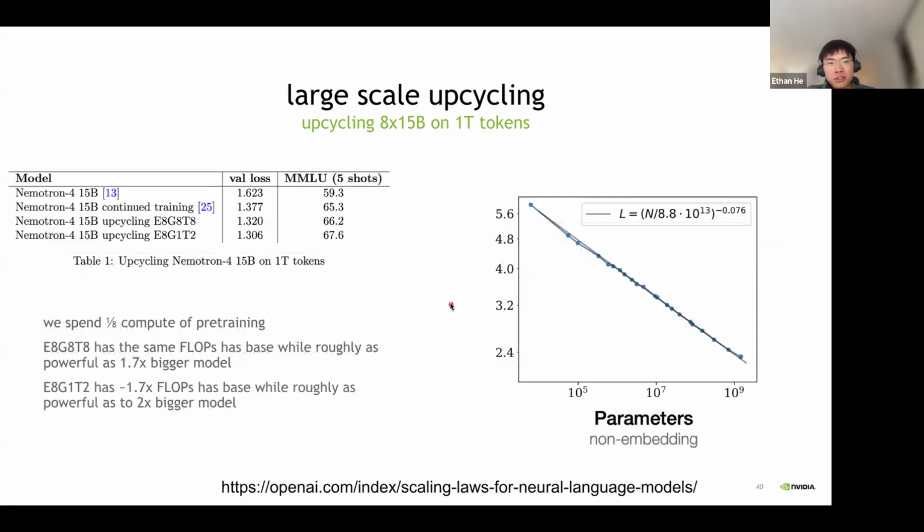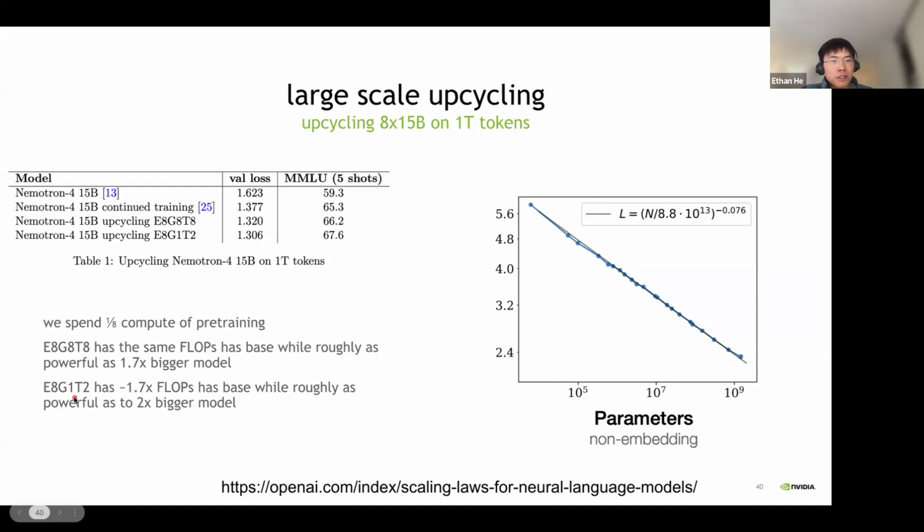If you put the 5% improvement into the scaling law perspective, we can roughly gauge how much the 5% improvement means. Like the fine-grained MoE we upcycled. This has the same flops as the dense model, and this has about 4% improvement in terms of the loss. 4% improvement, if you plug in the scaling law from OpenAI, roughly represents a 1.7x bigger model.